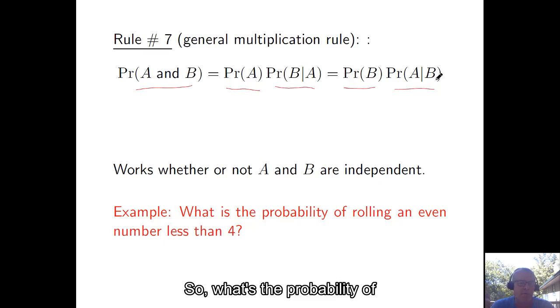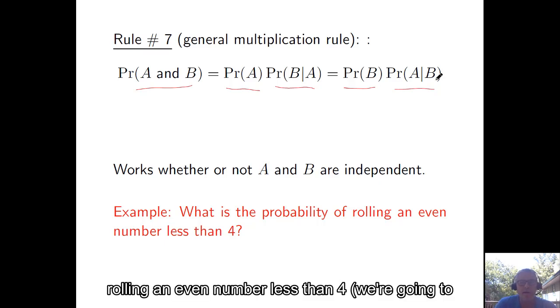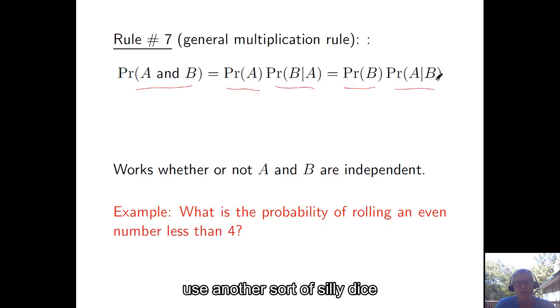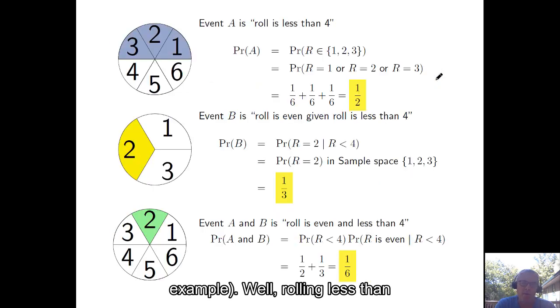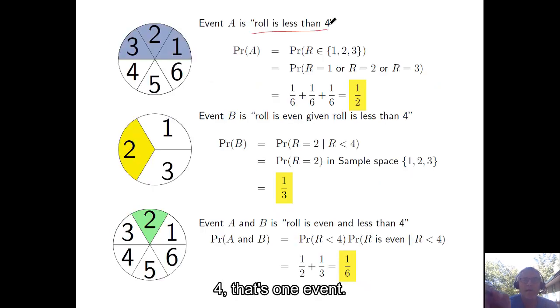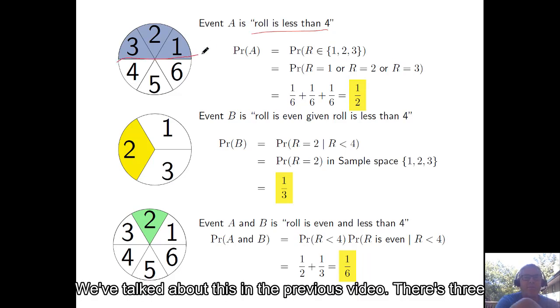So what's the probability of rolling an even number less than 4, if we're going to use another silly dice example? Well, rolling less than 4, that's one event. We've talked about this in the previous video.